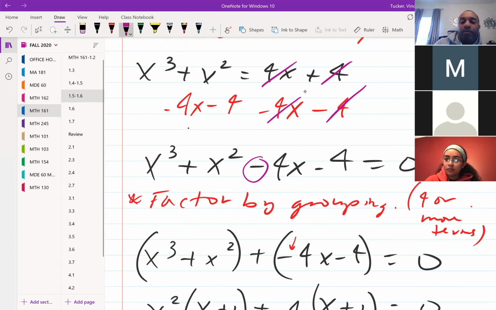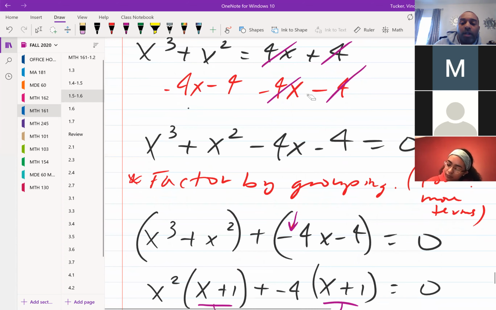This negative that's sitting in front of the 4x cannot be separated from the 4x. Notice I put it inside the parentheses with the 4x. So you want to make sure that minus sign stays connected to the 4x because that's not just positive 4x, that's negative 4x. Once you have a minus sign there, that's considered a negative 4x.